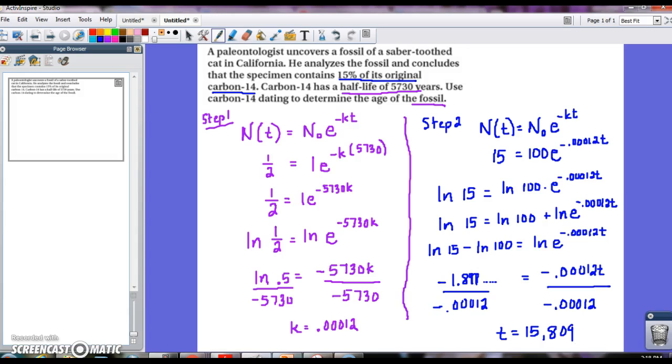So that's all you're doing. You're just using that formula twice: the first time to find the decay constant, the second time to find the time. That's the idea behind that problem.